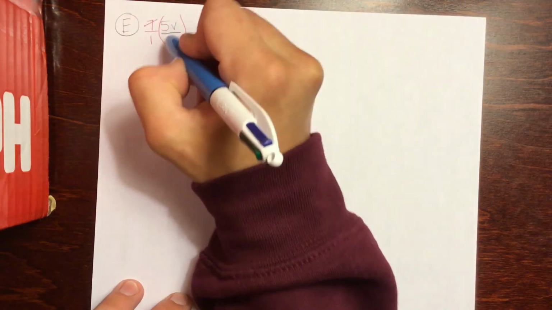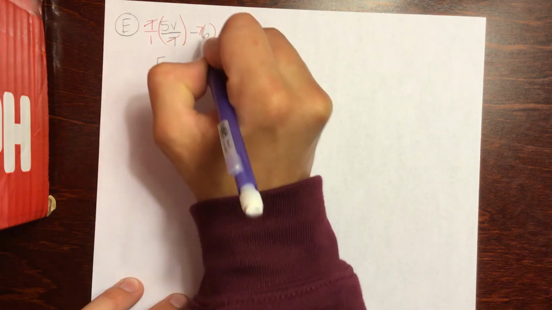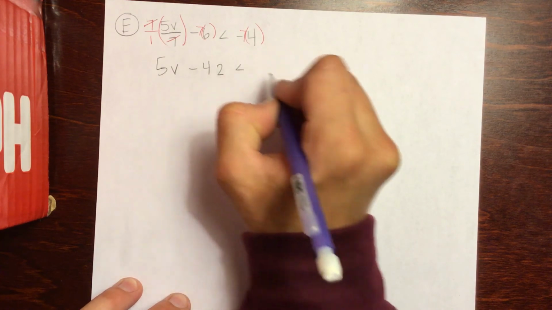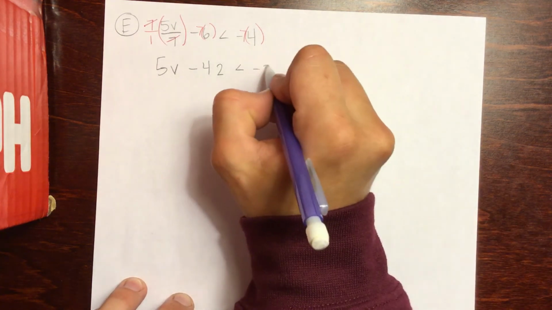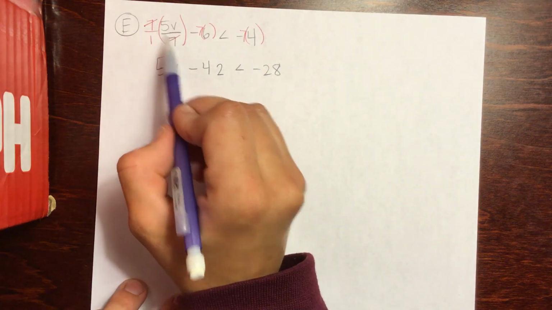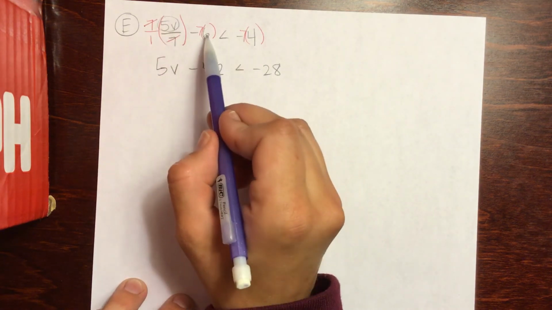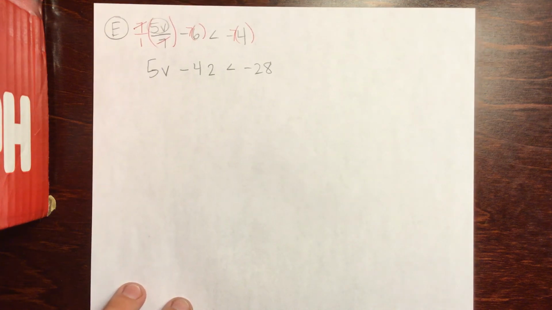So here my 7's cancel, and this is a 5v over 1. 7 times negative 6 is negative 42, and 7 times negative 4 is negative 28. Anyhow, multiply each piece by 7. The denominator here will cancel out, so you're left with just the numerator, and then both of these pieces were multiplied by 7. Now, yeah, they're bigger numbers, but to me that's prettier than dealing with fractions.